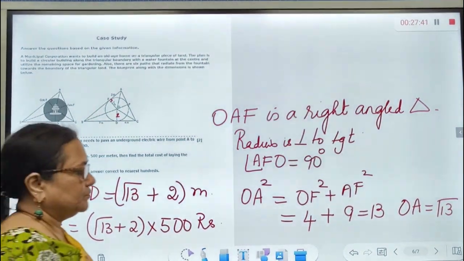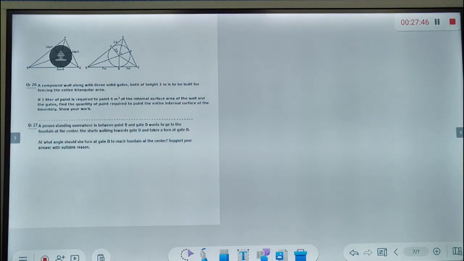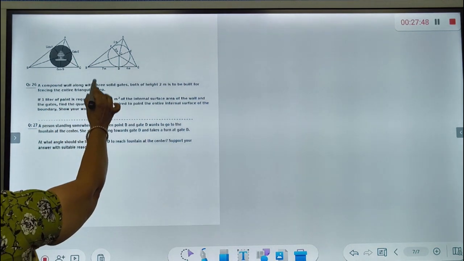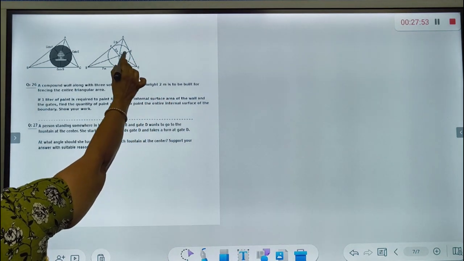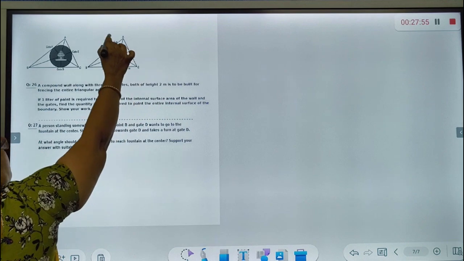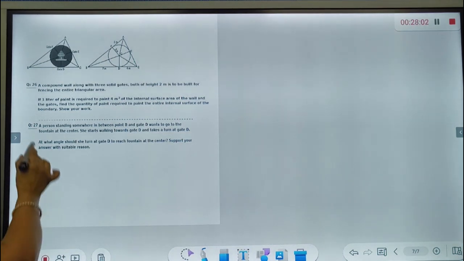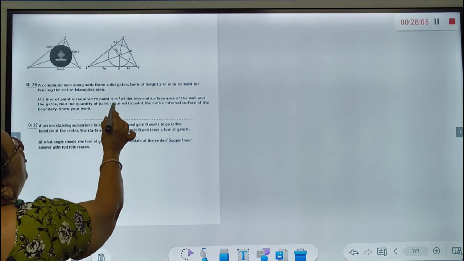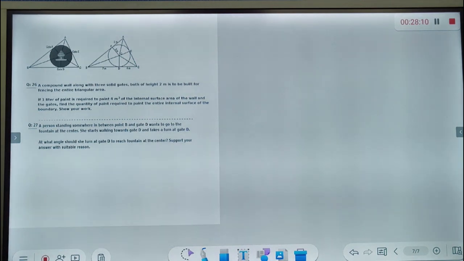Have you understood? There are 2 more questions. A compound wall is erected along the boundary, and 3 solid gates, both of height 2 meters, are to be built for fencing the entire triangular area. There is a fence. There is a boundary wall. What is the height of the boundary wall? 2 meters. If 1 liter of paint is required to paint 4 meters square of the internal surface area of the wall and the gates, find the quantity of paint required to paint the entire internal surface of the boundary.